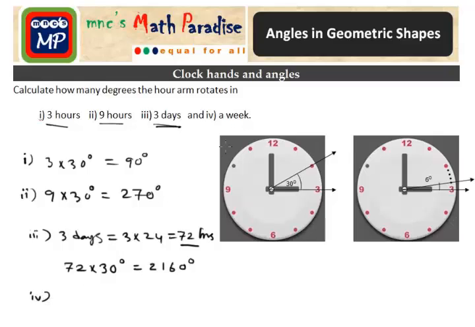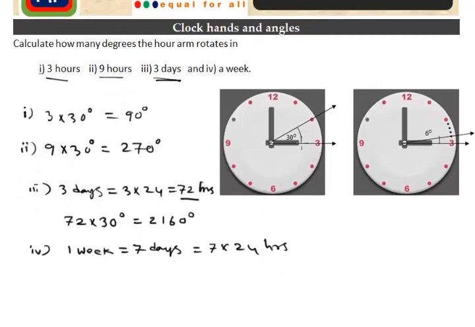4. In a week. So we first need to convert the week into hours. 1 week means 7 days, means 7 times 24 hours. So this many hours means 1 week. So in every hour the hour arm will cover 30 degrees. So the total angle covered will be 7 times 24 times 30 degrees. If we calculate it, we will get 5040 degrees. So in a week's time the hour arm covers this much angle.